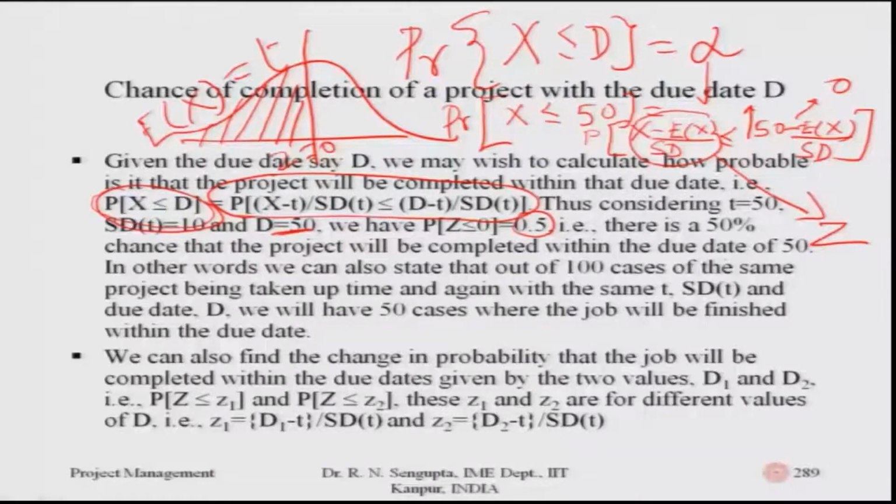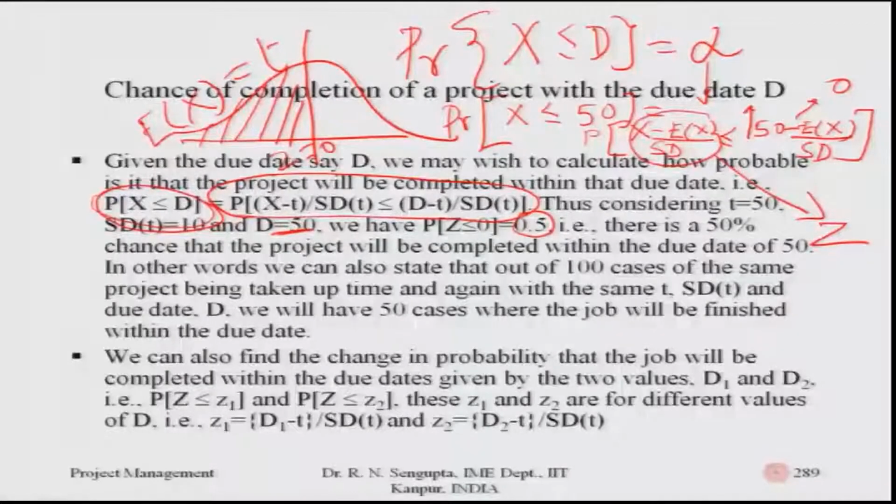In other words, we can also state that out of these 100 such simulations we need to do before you commit your resources, and you want to find out where the overruns could have happened or where they can happen. So, out of the 100 such cases, 100 can be 200, can be 1000, can be 1,000,000. I am just giving an example. 100 cases of the same project being taken up time and again, with the same expected value of x, which is 50, standard deviation given as 10, and due date d given as 50.